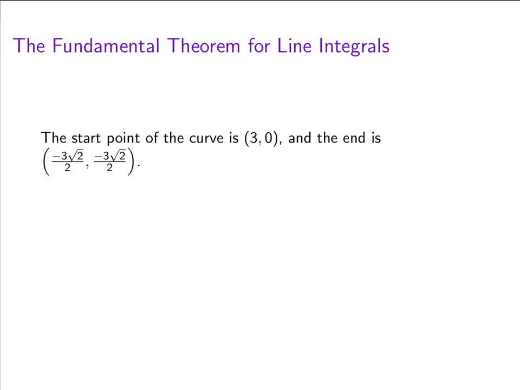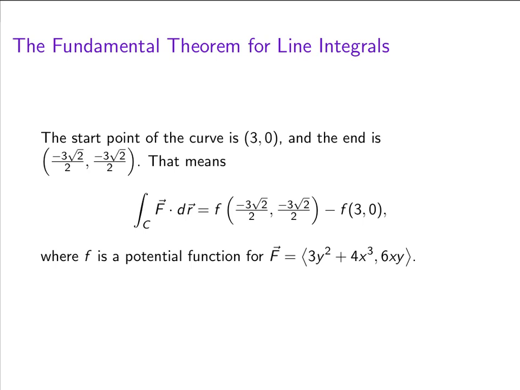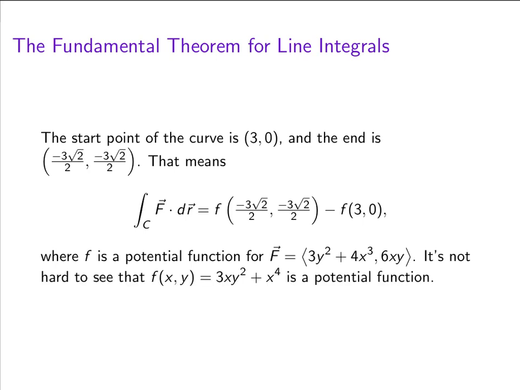All right, so the starting point of the curve is (3, 0). The end is (negative 3 root 2 over 2, negative 3 root 2 over 2). So all we need to do to evaluate this line integral is to plug in the end point and the start point into a potential function. So little f is going to be a potential function for the field. It's not really all that difficult to see that 3xy squared plus x to the fourth is a potential function. All we need to do is take the gradient of this function, and we should end up with this.